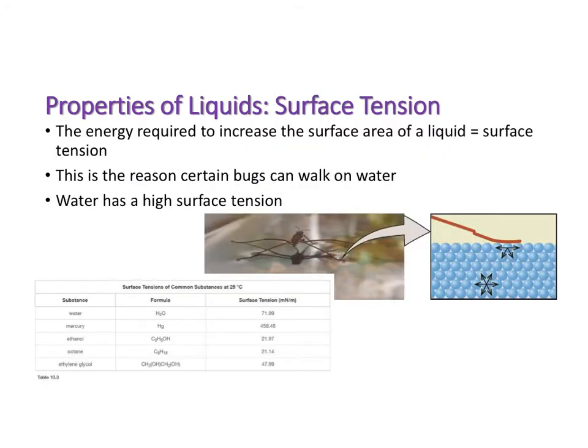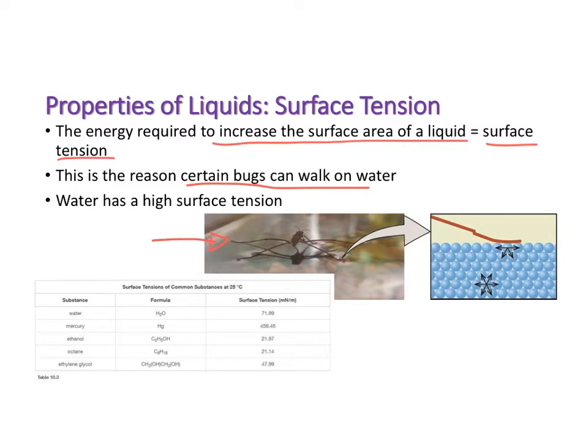Another property of liquids is surface tension. This also has to do with the same idea about the surface area and how it is affected by IMFs. The energy required to increase the surface area of a liquid is called the surface tension. If you've taken bio, you've probably heard of this, but it's the reason that certain bugs can walk on water. Here in that picture, you can see that this bug is just standing on water.